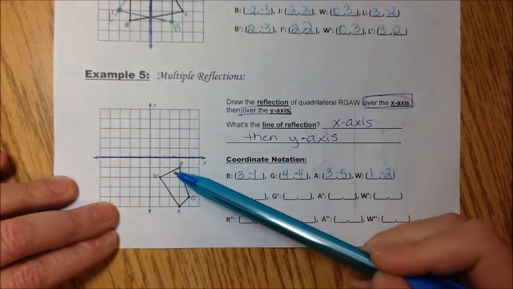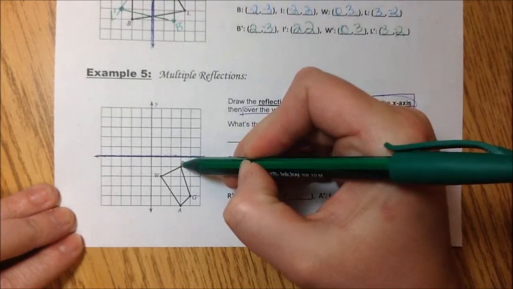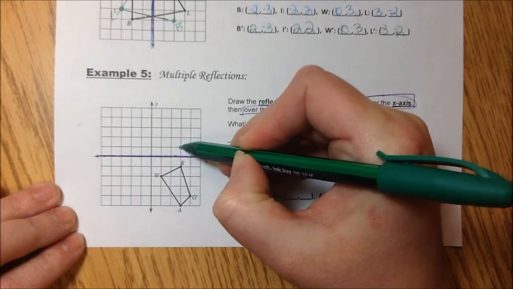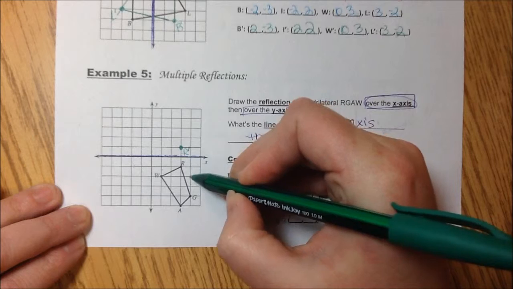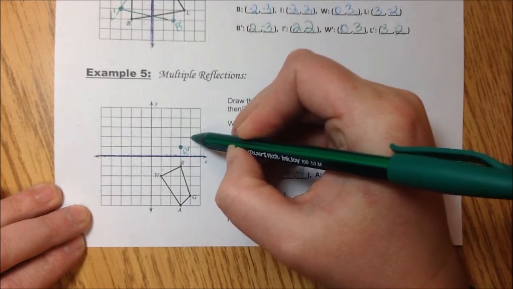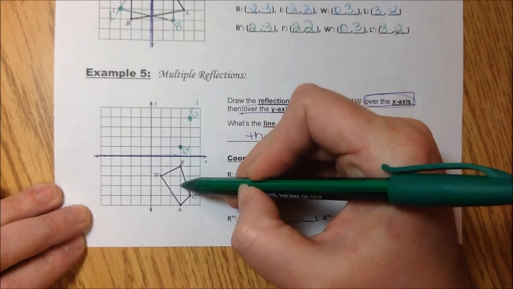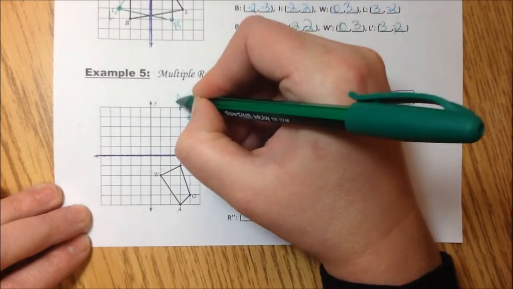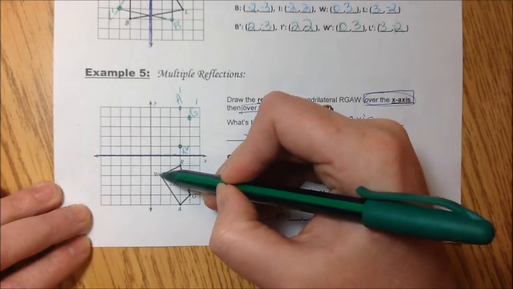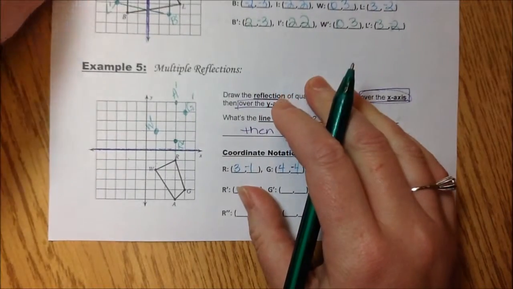Okay, so we're going to reflect it over the x-axis. I'm going to use my green. R, it's one below, so I'm going to go one above and label R prime. G, up 4. A, up 5. And W, up 2. And W prime. Connect your points.